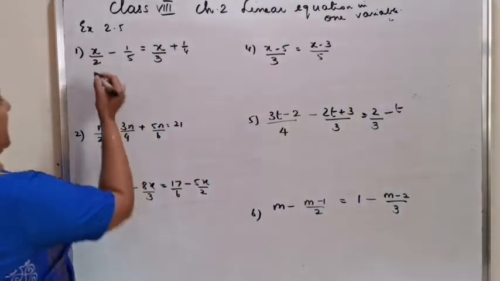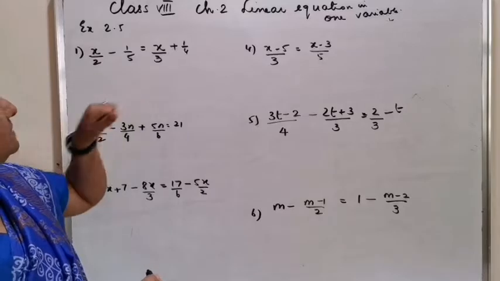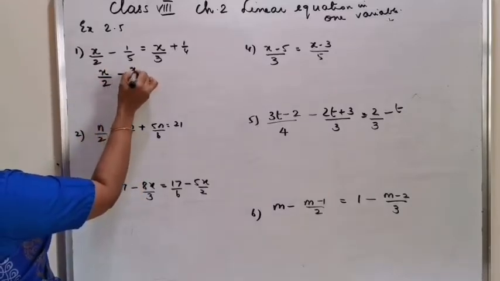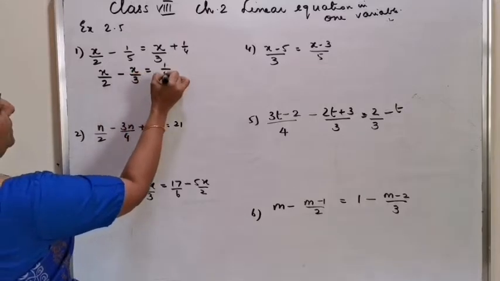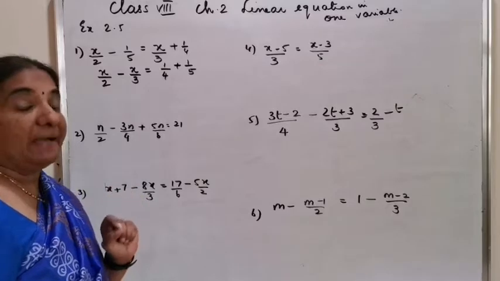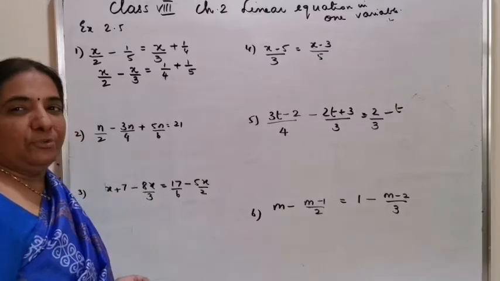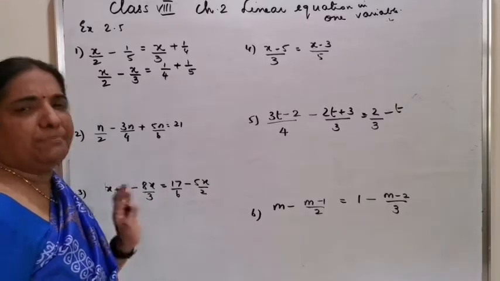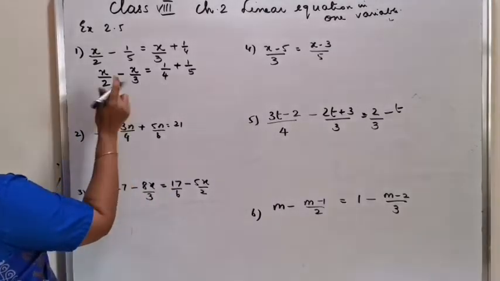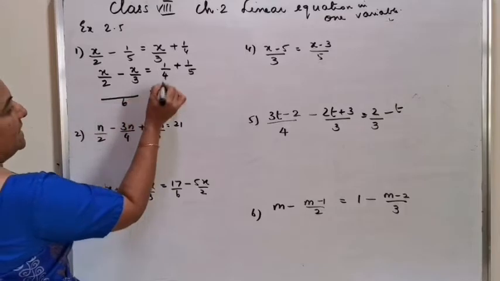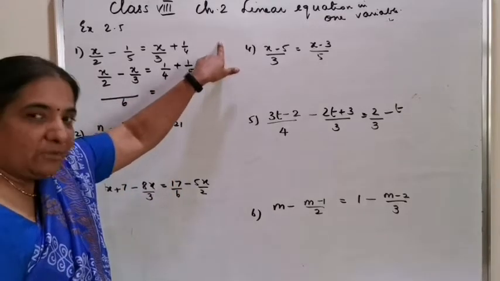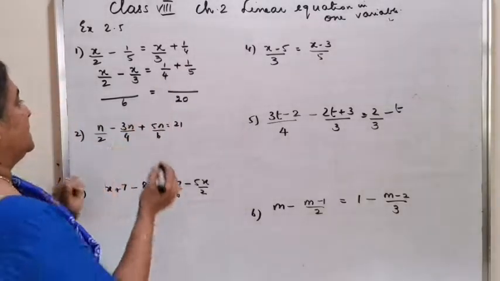x by 2 minus 1 by 5 is equal to x by 3 plus 1 by 4. So x by 2 minus x by 3 is equal to 1 by 4 plus 1 by 5. If you keep a particular pattern, it will be easy for you to proceed with any problem when it comes to the exam. LCM of 2 and 3 is 6. LCM of 4 and 5 is 20. Those who have worked, you can work out on the side and check the answer.